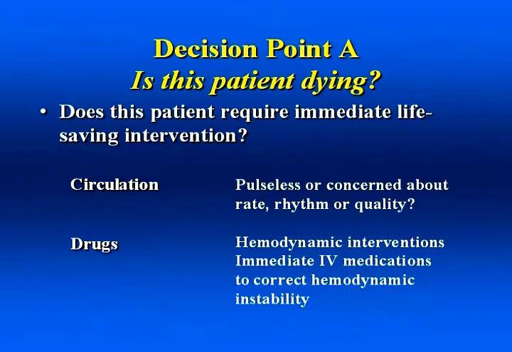Is this a patient who's pulseless? Is the triage nurse concerned that the pulse rate, rhythm, or quality is an immediate threat to life? Does the patient require immediate cardiac pacing, cardioversion, defibrillation, or immediate intravenous access and large amounts of fluid and blood given? Is this a patient who requires immediate medications to reverse a threat to life or limb?